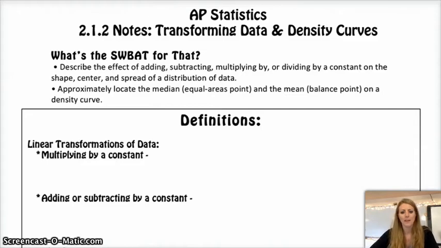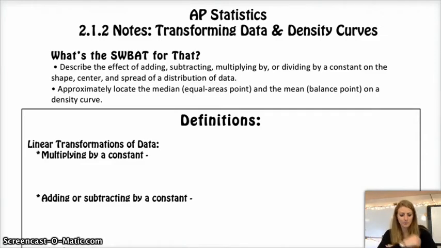So our SWABAT for today is describing the effect of adding, subtracting, multiplying by, or dividing by a constant on the shape, center, and spread of a distribution of data, or the SOCs. Approximately locate the median and the mean on a density curve.